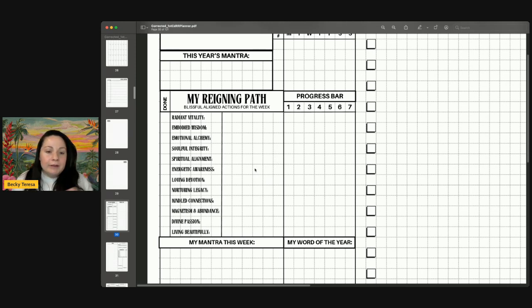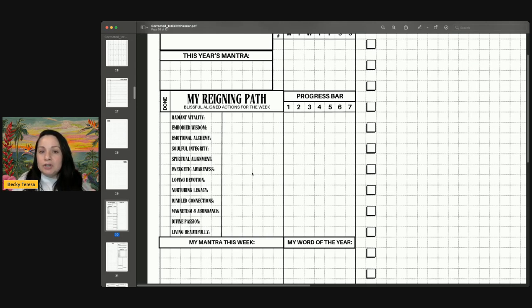Then the next one would be energetic awareness. So how are you working on your energy? How are you working on your frequency? For me, a lot of this is breath work. I actually have reminders on my phone to do breath work every hour, to remember to breathe deeply, because I really struggle with that.